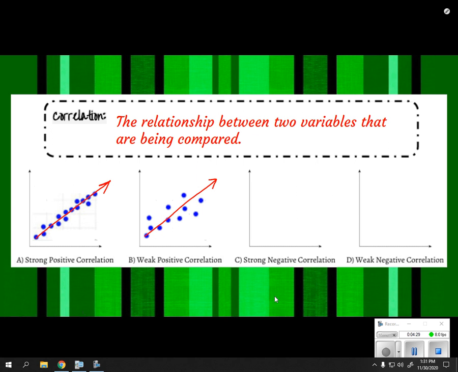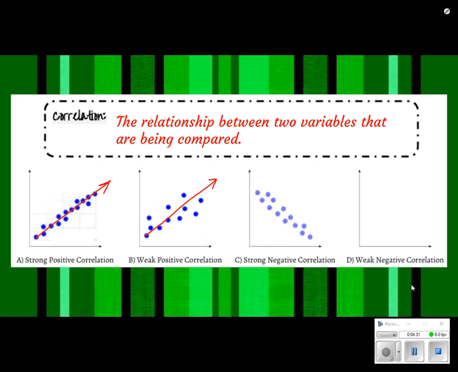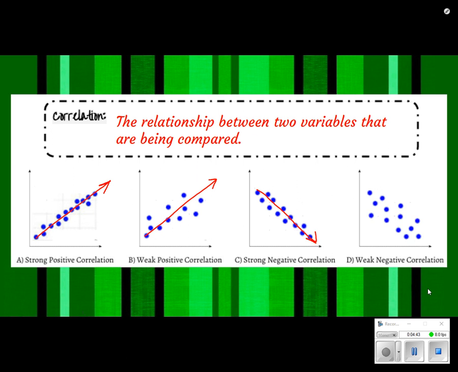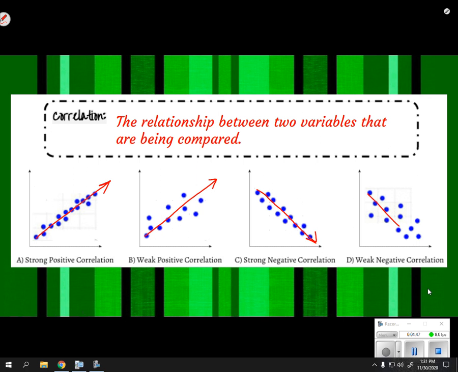All right, we have a strong negative correlation where the dots are really close together. But look, my slope is now a downward slope, a negative slope. And then a weak negative would still have that downward negative slope, but do you see how those dots are a lot further away from each other and from the line? All right, and then we have some examples of no correlation.